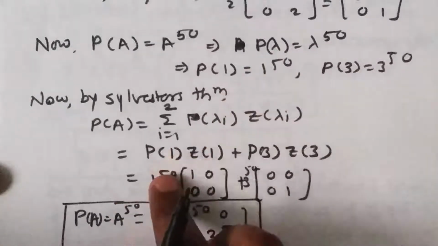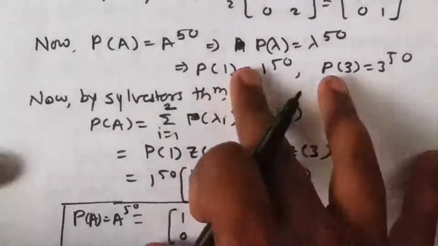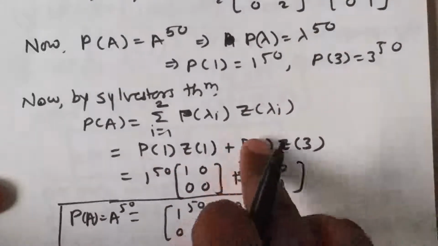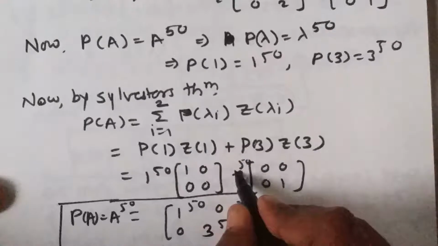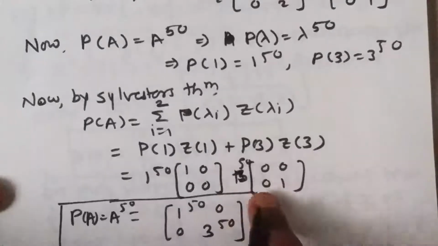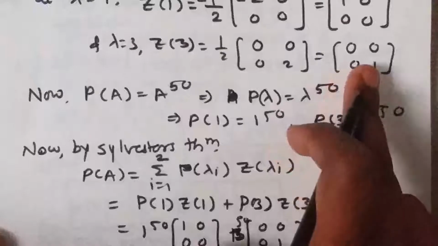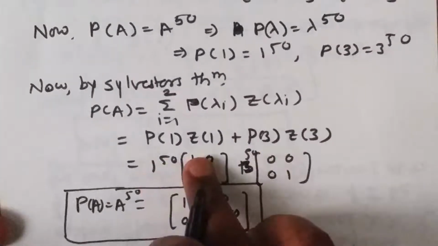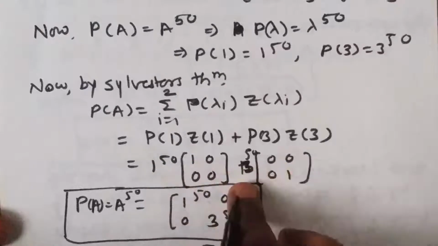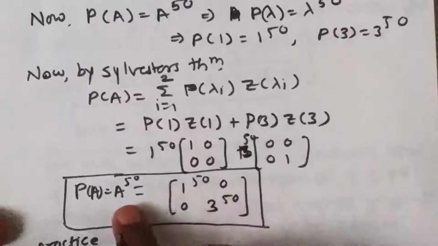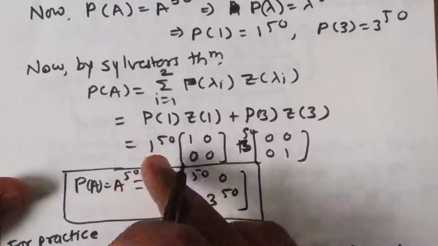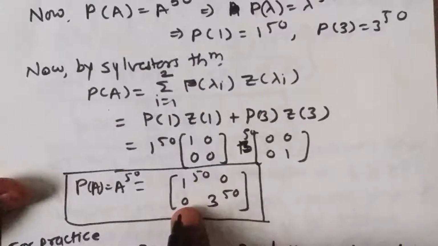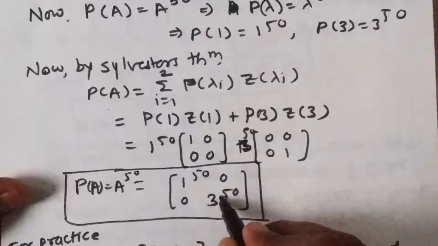Right. Now substitute them. P of 1 is 1 raised to 50. Z of 1 is this matrix 1 0 0 0, that I will substitute. P of 3 is 3 raised to 50. Okay. And this second matrix is what? This 0 0 0 1. Now if you multiply by this 1 raised to 50 inside, 3 raised to 50 inside, and if you do the addition of two matrices, we'll get P of A, that is A raised to 50. P of A is what? A raised to 50 equal to 1 raised to 50, 0, 0, 3 raised to 50. These 50s are in the power.